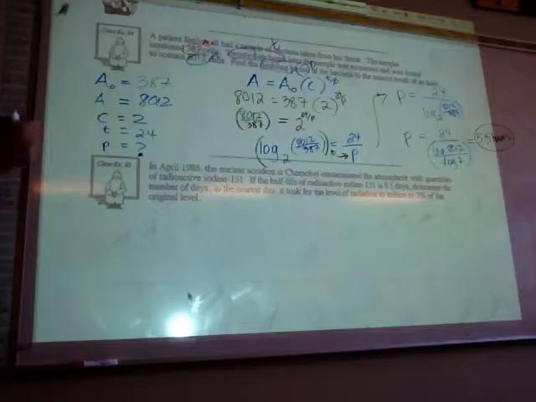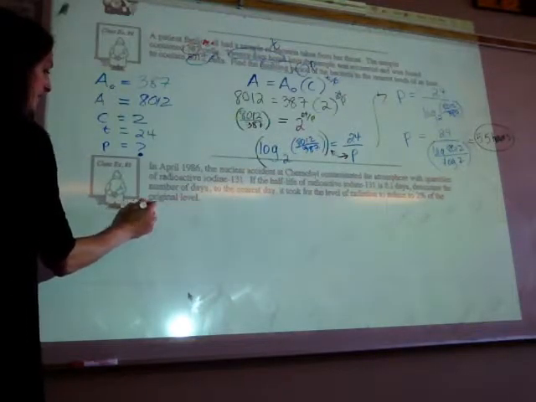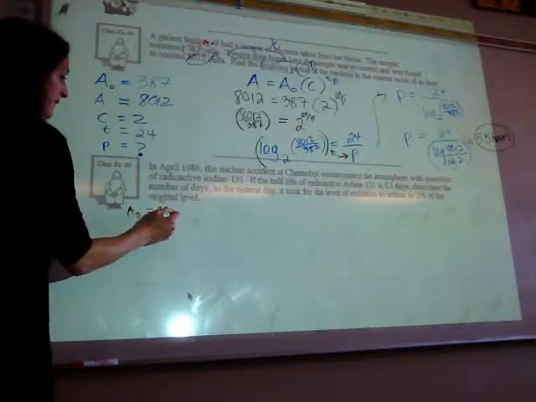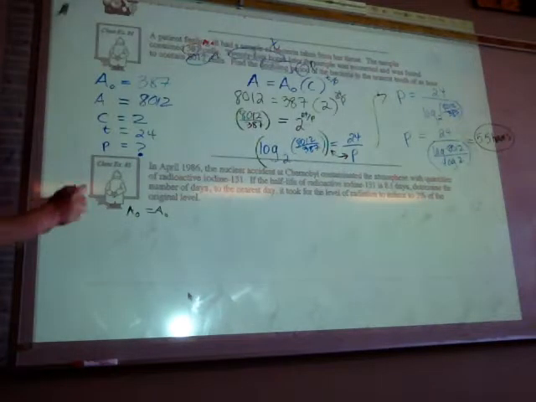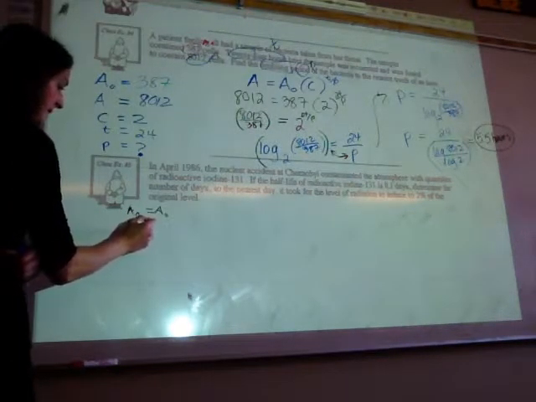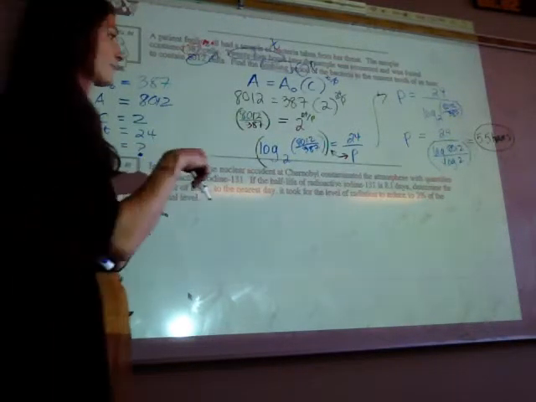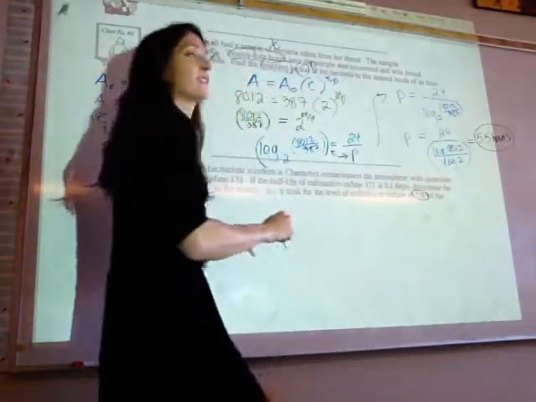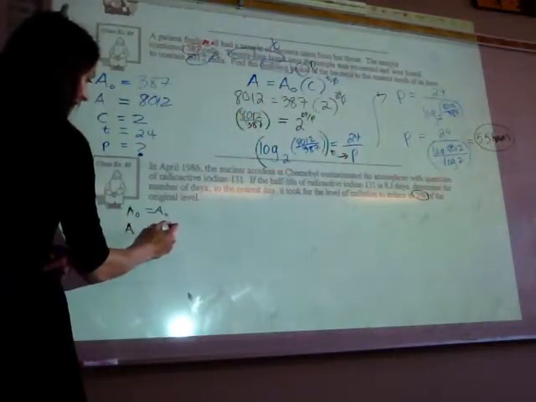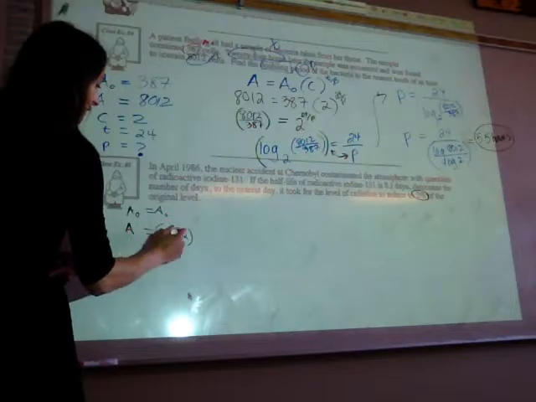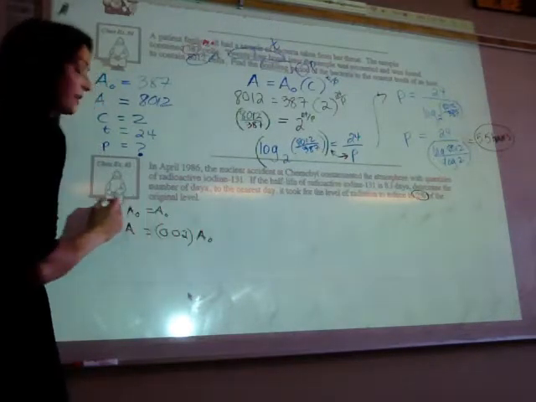Nope. So A0 is just A0. Did they tell us the final amount? Okay, it's 2% of the original amount. So we have 0.02 times our original amount.